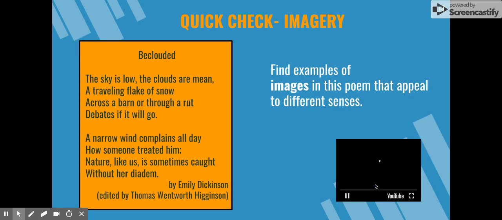All right, so look at this little poem by Emily Dickinson. And can you find a couple examples of imagery?